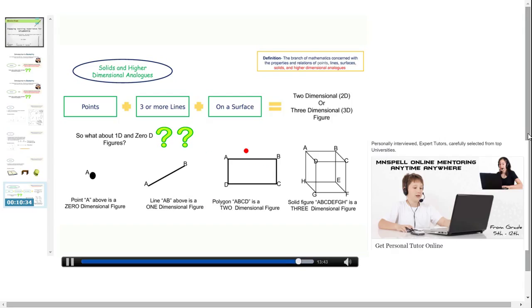Now you can further learn about different kinds of polygons, like you have a square, you have a triangle, you have a circle, you have a rectangle, each of which has its own properties, its own uniqueness, which we will cover as and when we reach there. Same with three-dimensional figures. A three-dimensional figure will have a surface area, it will have volume, it will have weight, it will have a lot of other dimensions.